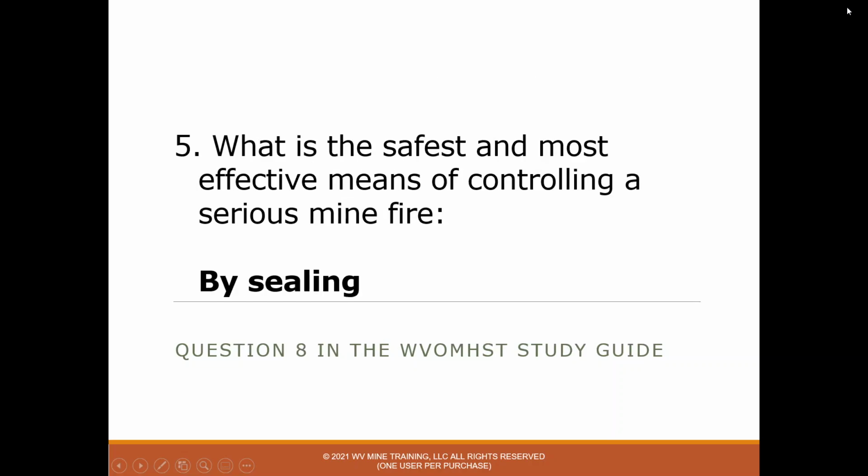Question 5, safest and most effective means of controlling a serious mine fire, and that would be by sealing. So if we have a big fire, a fire that's getting out of control, and you no longer want to get close enough to it to spray water or rock dust on it, then the safest way to control that would be by sealing.